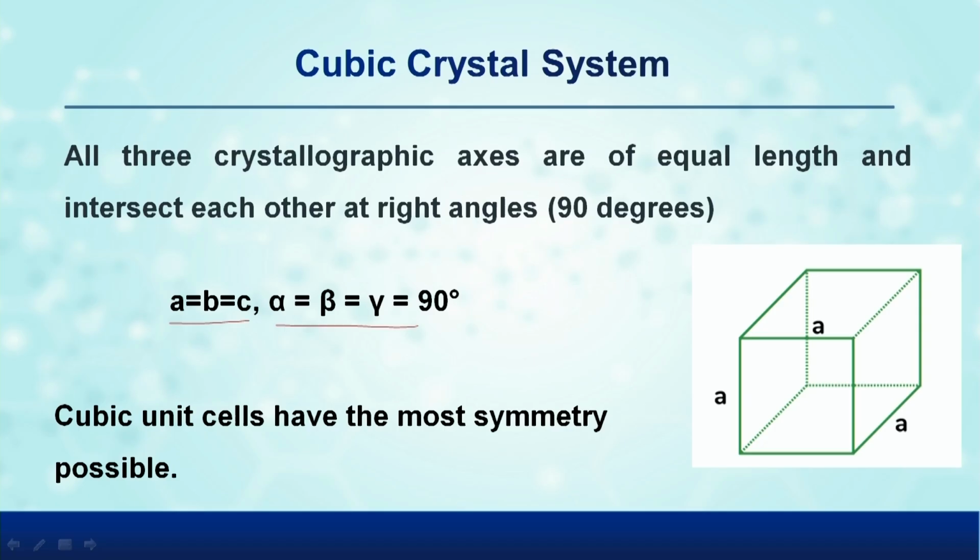These cubic unit cells have the most symmetry possible, or the highly symmetric system is a cubic crystal system with all sides equal and all angles equal.